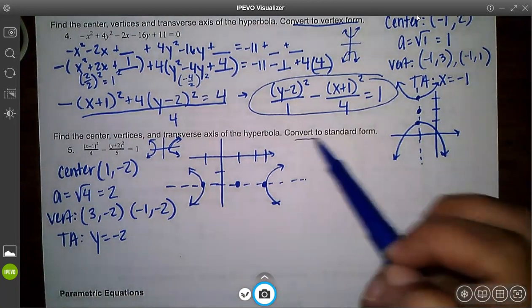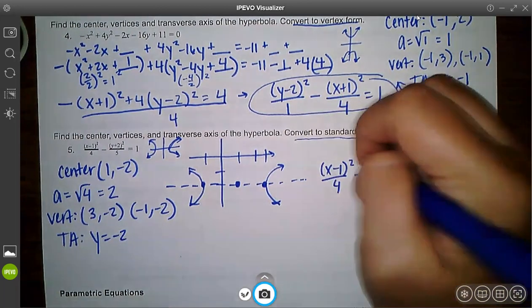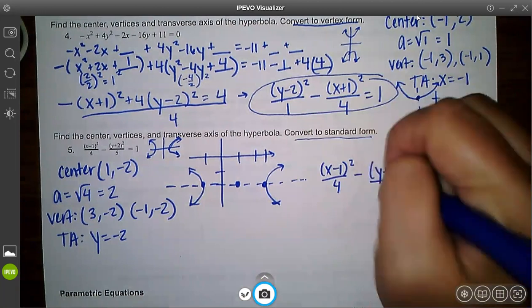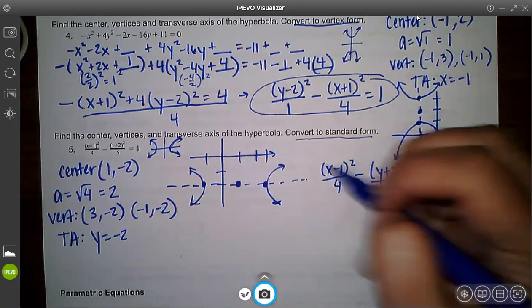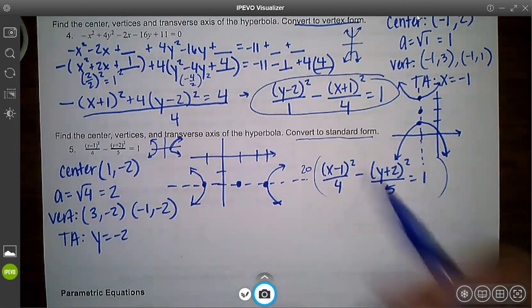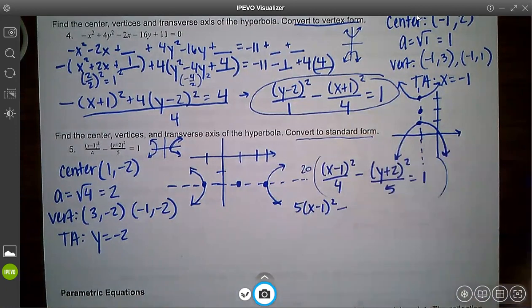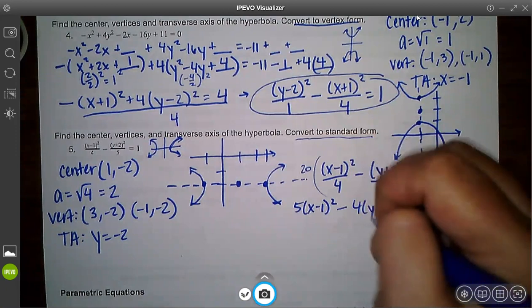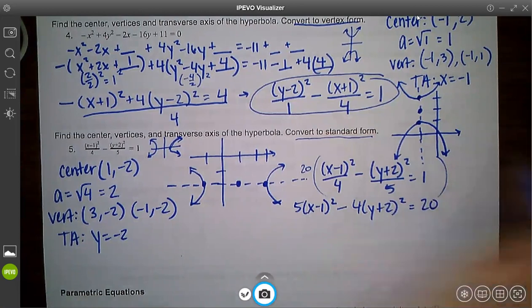Now to convert this equation to standard form, it's exactly like how we did it with the hyperbola. We have to get rid of the fractions. So we're going to multiply by the least common multiple. The least common multiple between 4 and 5 would be 20. So if I multiply the whole thing by 20, 20 divided by 4, I'll have 5 times x minus 1 squared. Minus 20 divided by 5 is 4 times y plus 2 squared. Equals 20 times 1, which is 20.